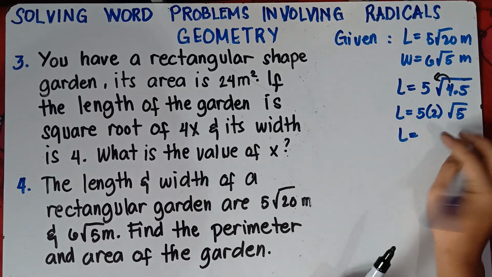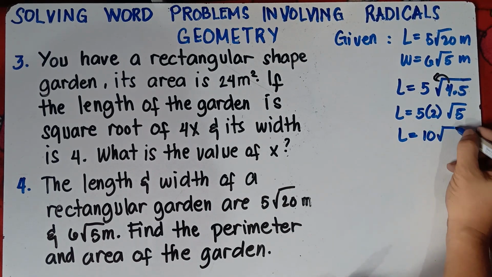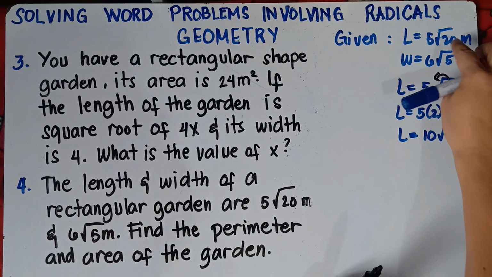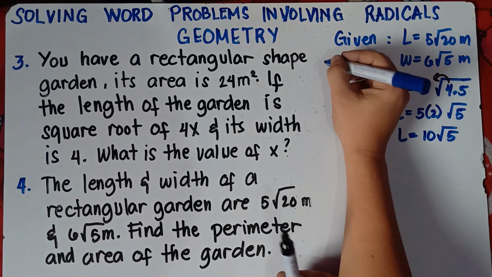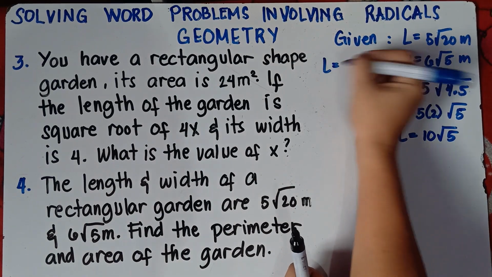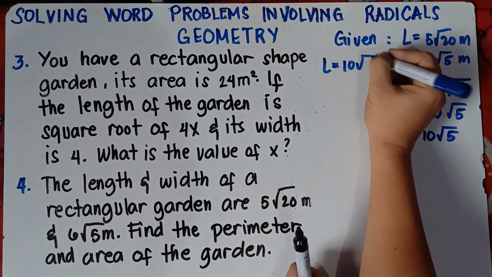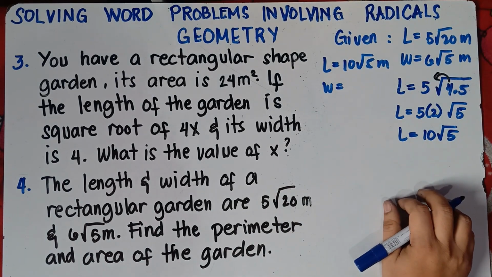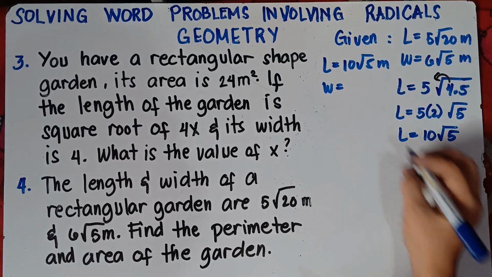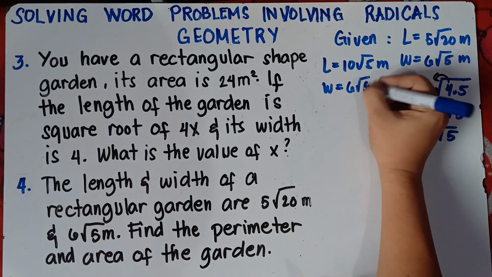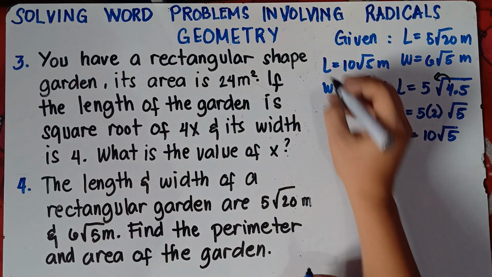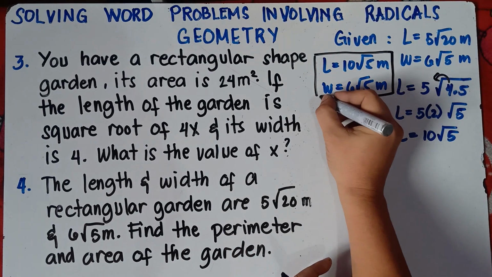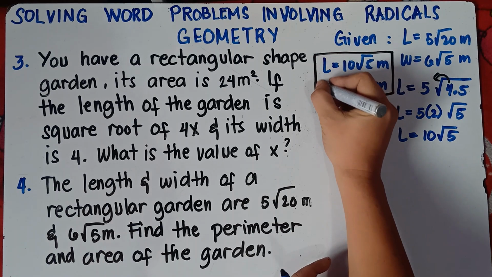So the length will be 5 times 2, that is 10 square root of 5. So this is actually the same, class. 10 square root of 5 is just the same with 5 square root of 20. So our new length will be 10 square root of 5 meters. And for the width, can we simplify 6 square root of 5? Nope, we cannot simplify square root of 5. So this will be 6 square root of 5 meters. Once again, class, you always simplify before solving the perimeter and the area, because you will be having large numbers if you will not simplify.